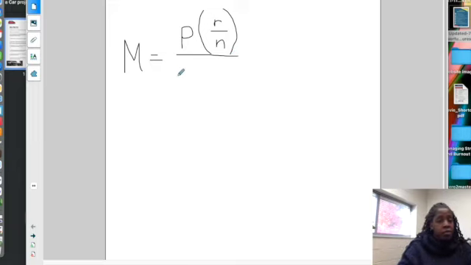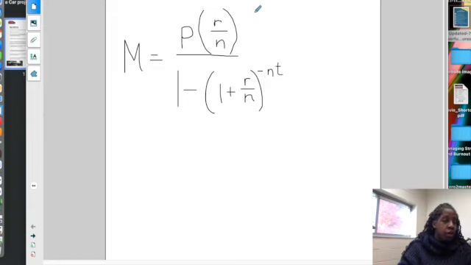Now on the bottom, we're going to do 1 minus parenthesis 1 plus R over N. That's the same R and N right up here, but it's going to be raised to the negative N times T power. Now I've written all that out for you, but let me tell you what each letter stands for once again, because I don't want anybody confused.